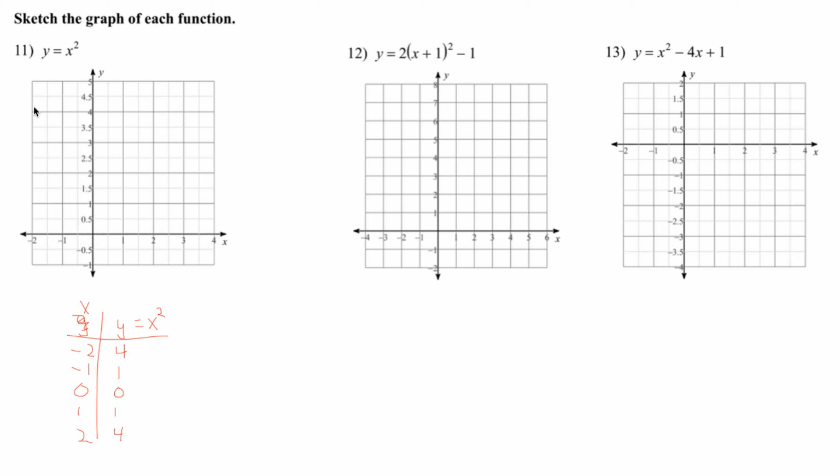So -2, 4, -1, 1, 0, 0, 1, 1, and 2, 4. And then we are going to attempt to draw a parabola through here. Oh, it's a very bad attempt.